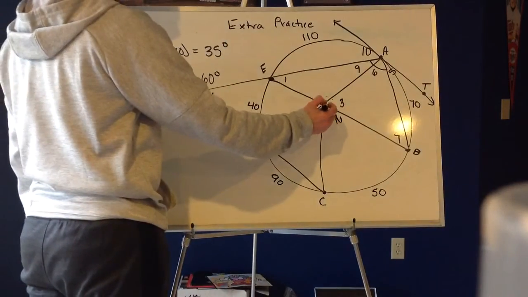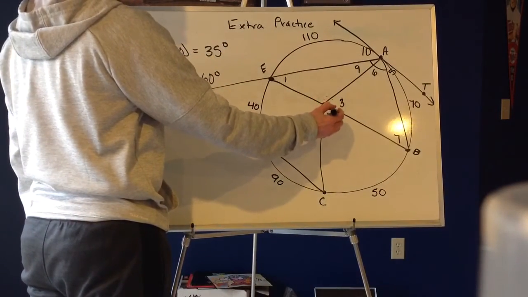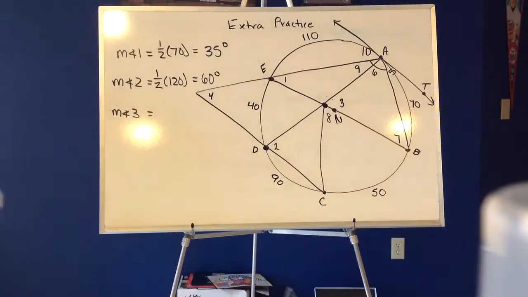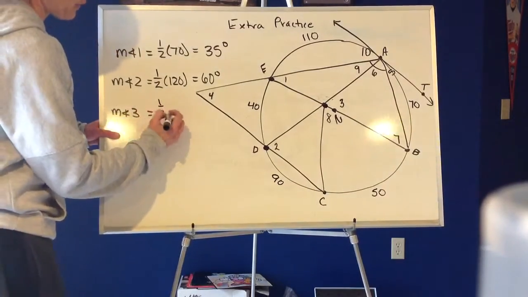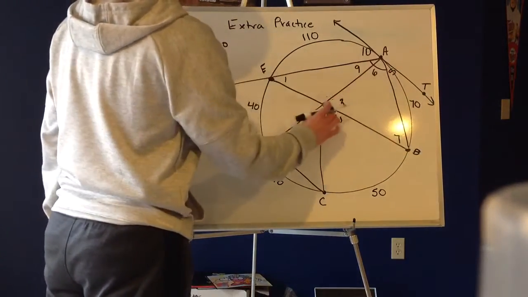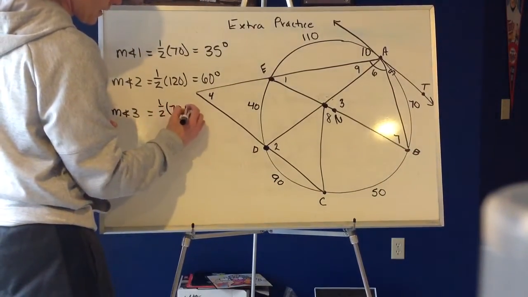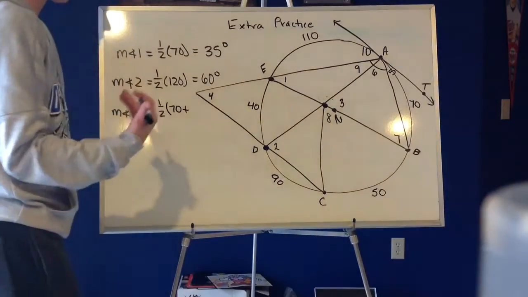Okay, so 3 is right here. That is on the inside because this is my center. So it's a random interior one, which means it's going to be half of its 2 arcs added together. If I follow angle 3 out, I can see it's from A to B, so its arc is 70.